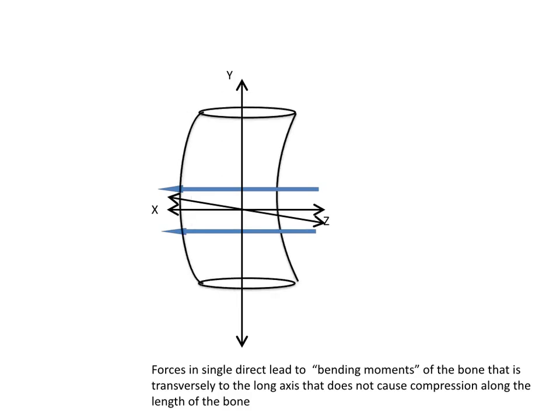When we have a single point or a single direction of shear force, we get a bending moment that is transverse to the long axis of the bone, not causing either compression or tension, meaning we're not getting lengthening and shortening of the bone, simply bending.